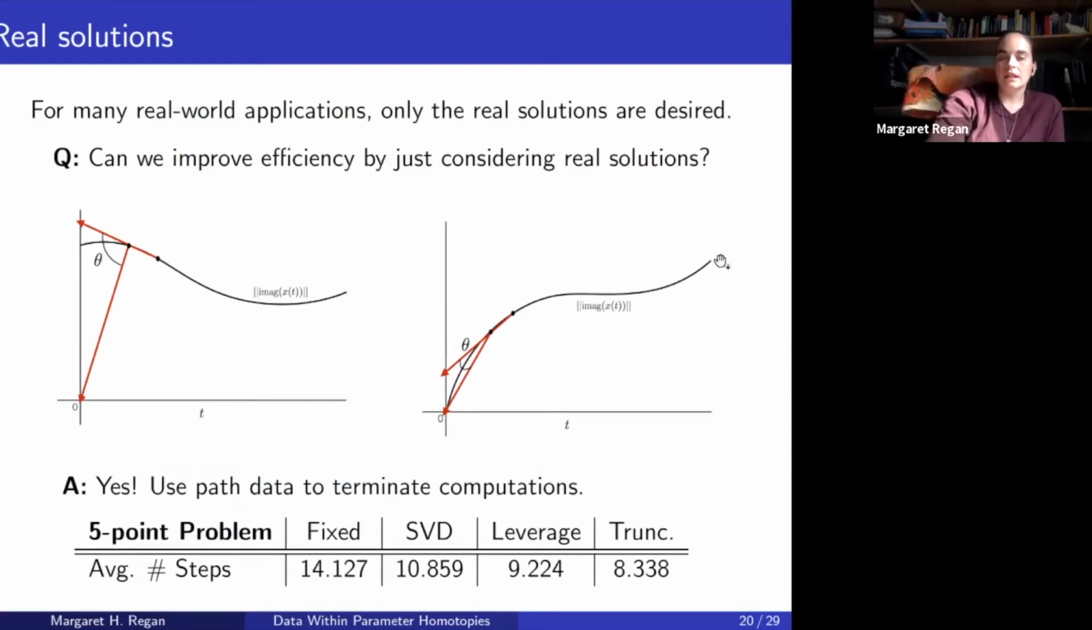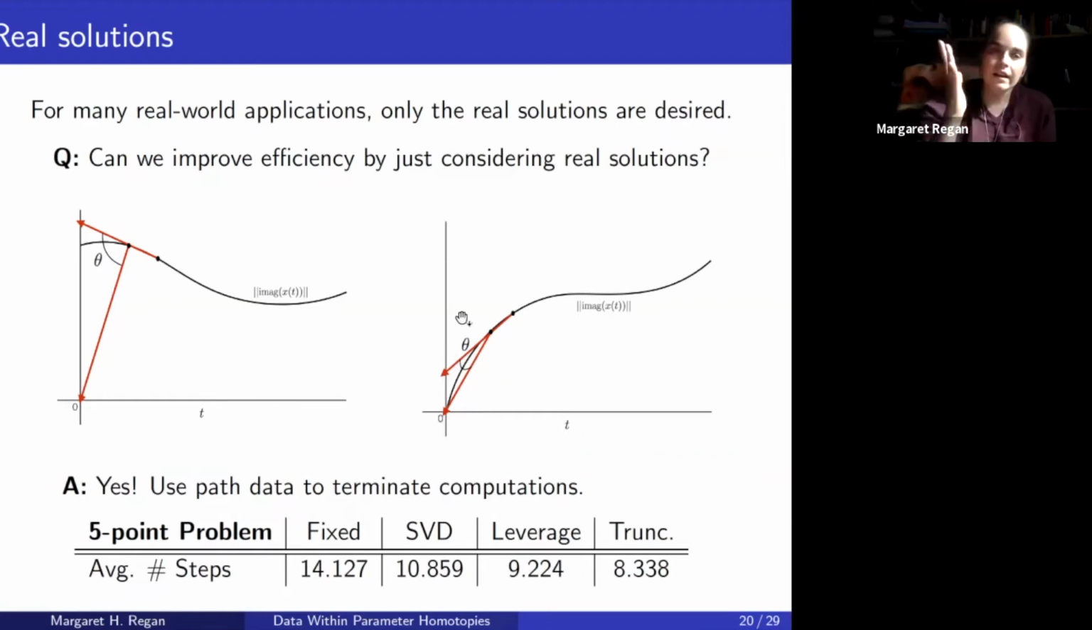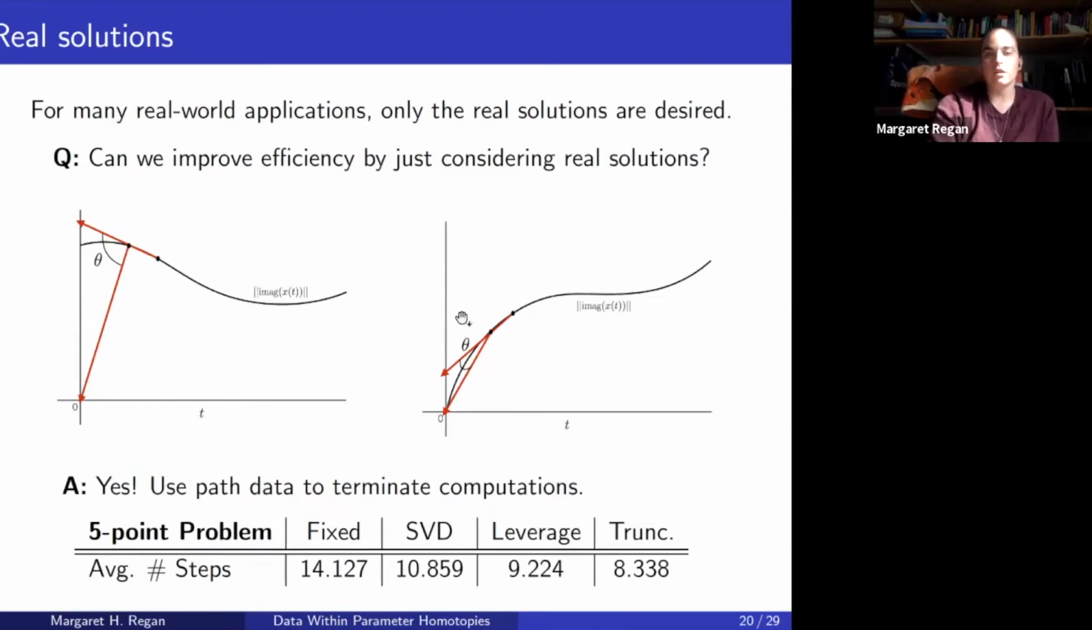Whereas here, if we look at this other example path, or the imaginary part of that path, we can extrapolate these two vectors. Our angle between them is small, and so we say yes, the probability of it getting to a real, or a 0 imaginary component, so a real solution, is pretty high. And okay, so we use this path data.